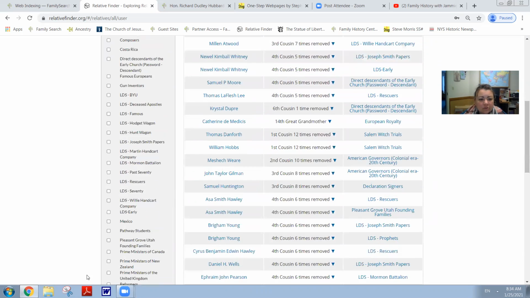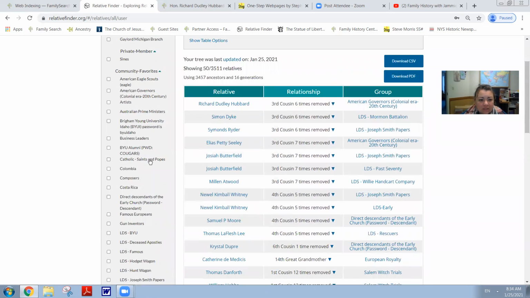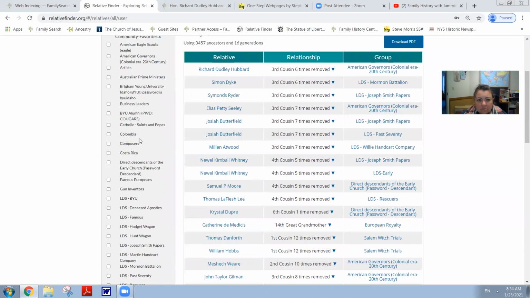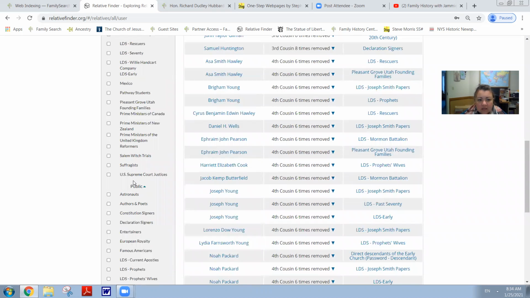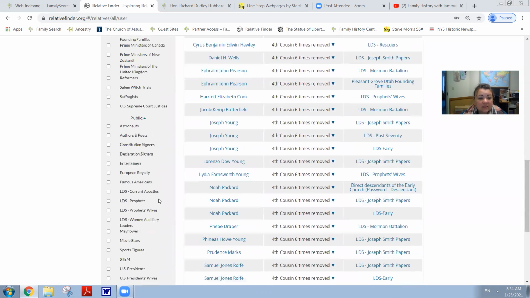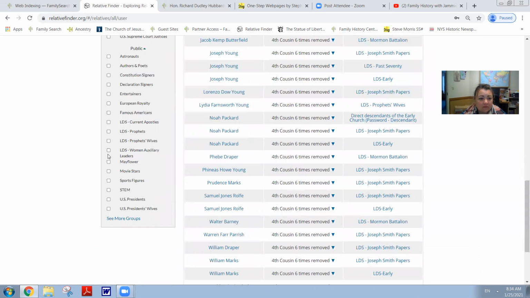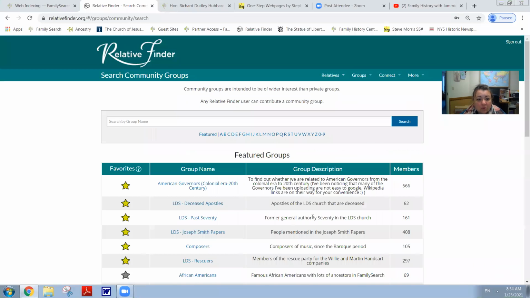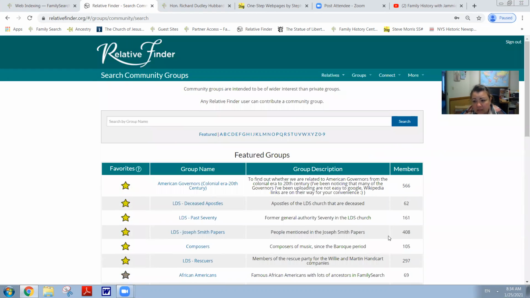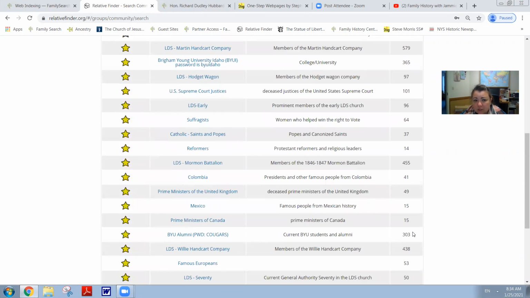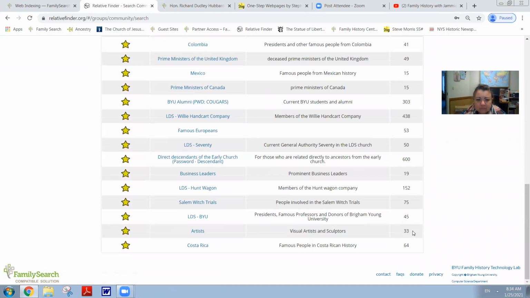So I'm going to show you. You have a choice here on the left side: people from Colombia, composers, Costa Rica, LDS, Martin Hancock Company, Mexico, Pathway students, Salem witch trials. I have a lot of relatives from there because I come from that part. You have leaders on the Mayflower, U.S. presidents, presidents' wives, and then you can go to see more groups. I have them all starred to look at. And if you look to the right, it'll tell you how many people they have in those groups that you potentially could be related to.